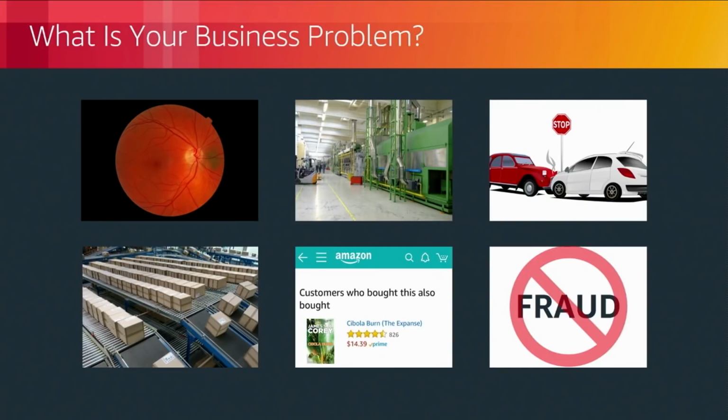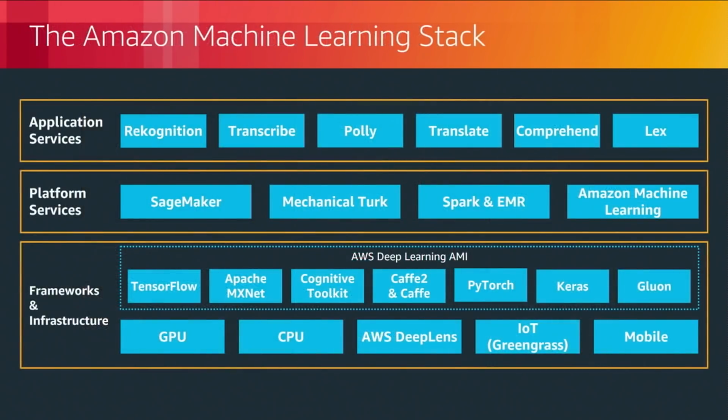So as we go through, I want you to keep in the back of your mind what is the machine learning problem that you can help solve and that you can talk to your Amazon account team about. Machine learning is fantastic, but we need to identify a problem. It could be medical imaging, could be predictive maintenance, perhaps damage assessments from images, recommendation engines and fraud detection and so on. So today we're going to look at the Amazon machine learning stack.